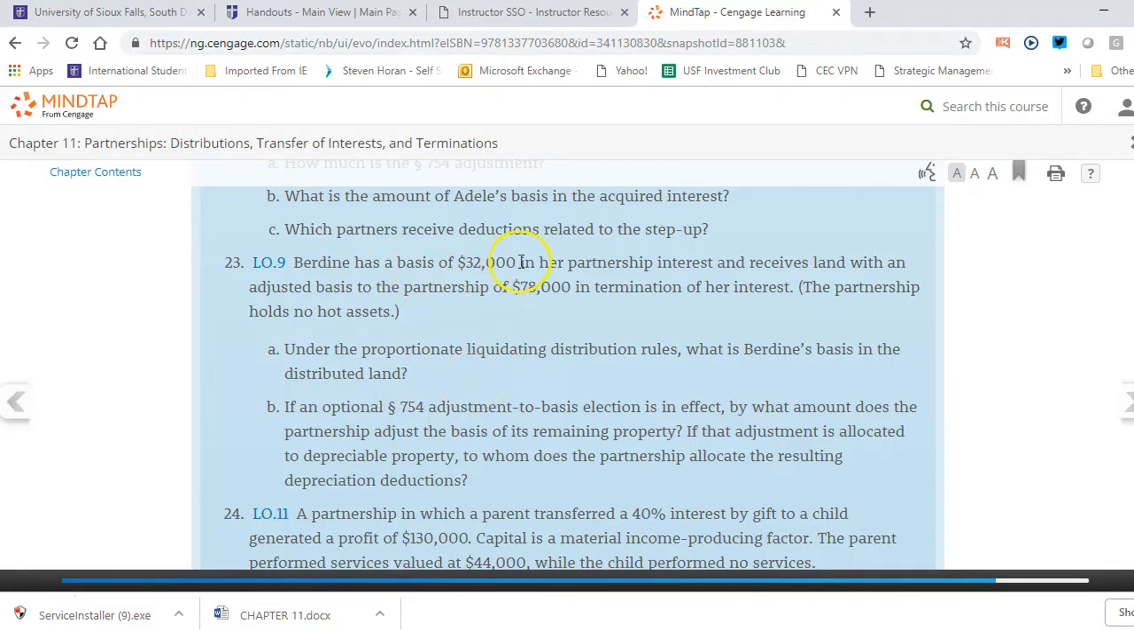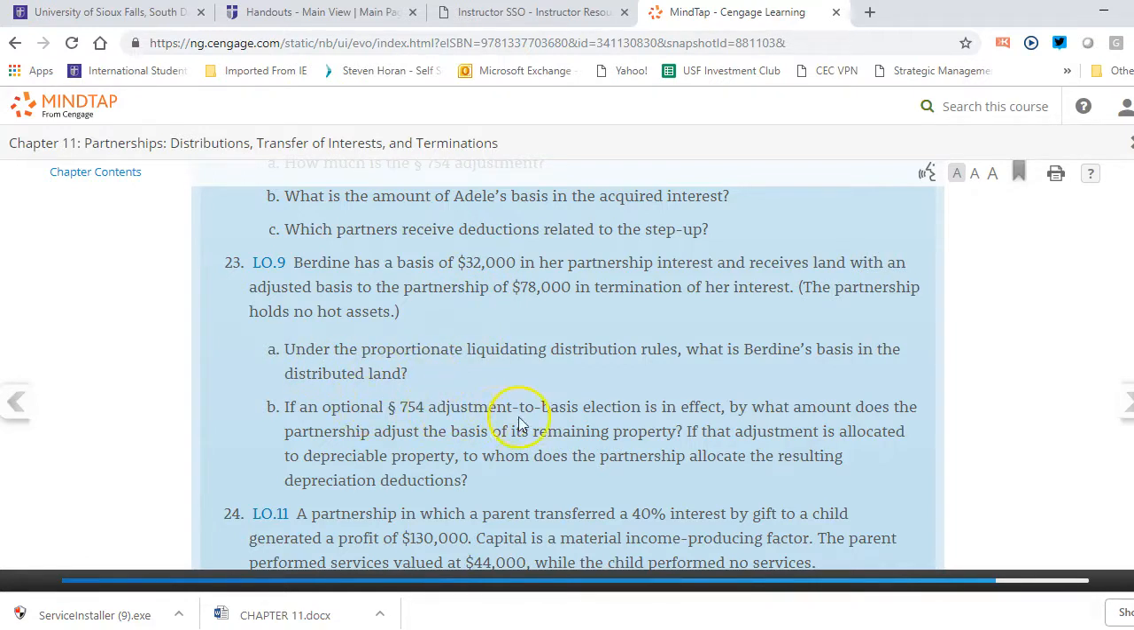So basis of 32, partnership interest, and receives land with an adjusted basis of 78 in termination. So the proportionate liquidating distribution is just simply 32,000. Basically she has a substitute basis in the land of 32,000, which is her ownership interest. So the answer to A is just simply 32.